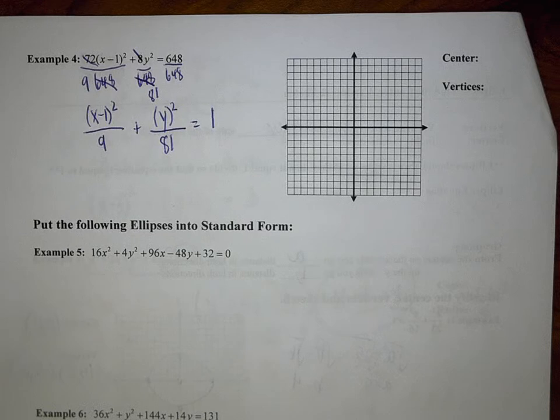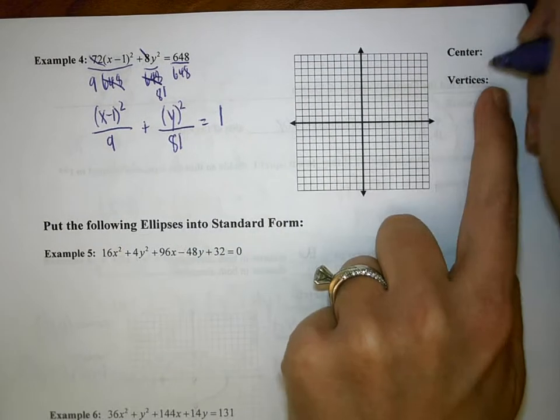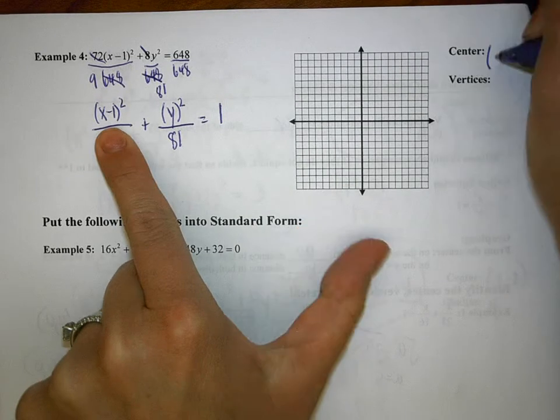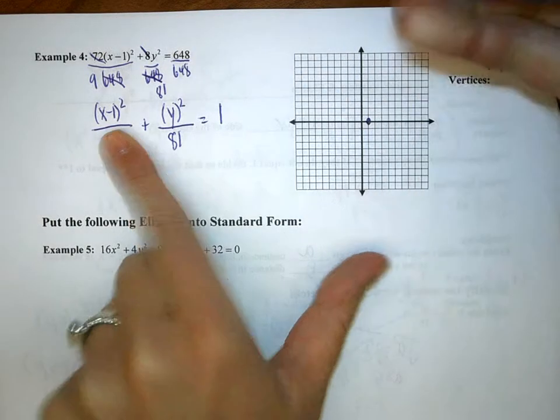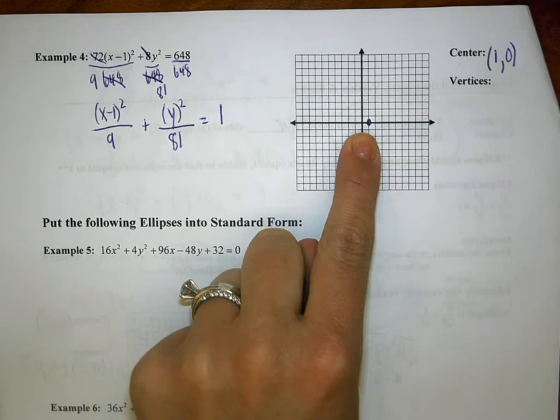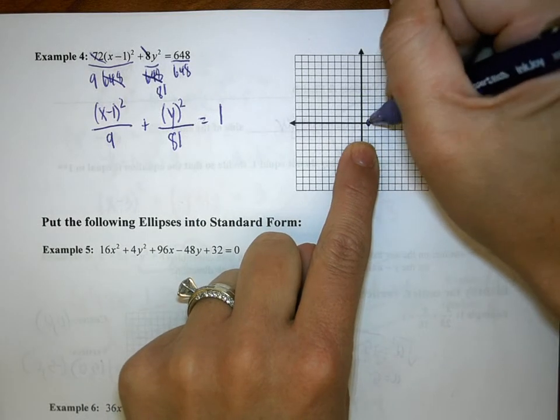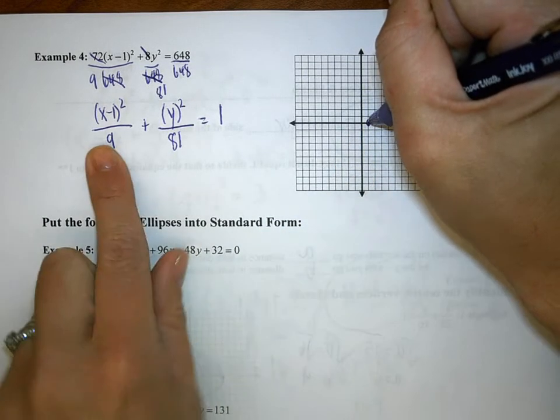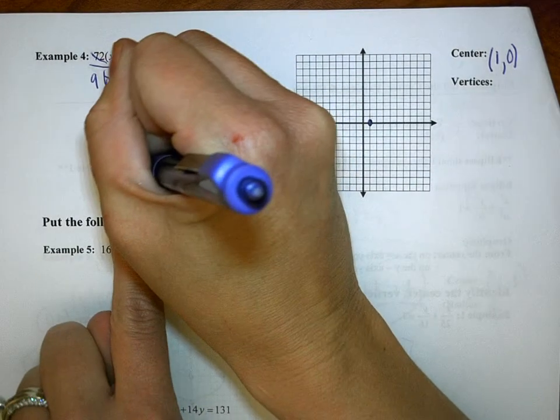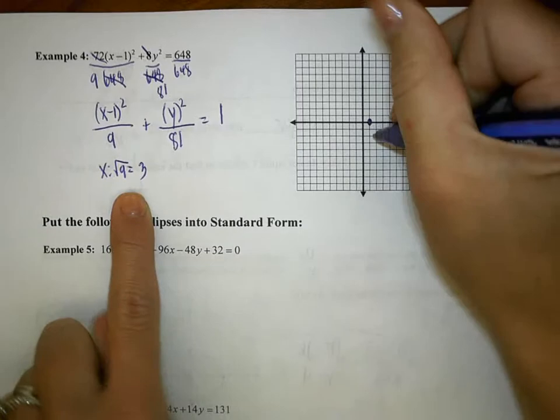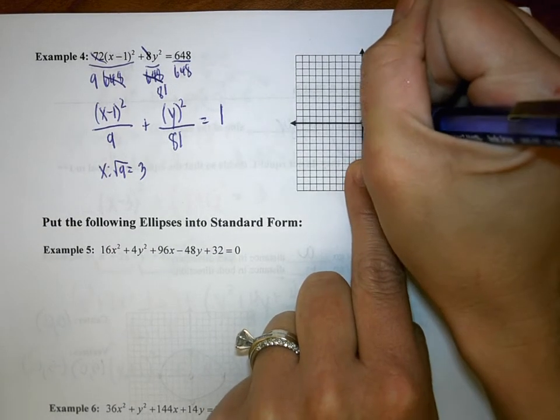Okay, so your center is the opposite of what's in parentheses. So my center is 1, comma 0. So we go 1, 0. There is my center. This is my new starting point. It's not at 0, 0. My starting point now is at 1, 0. On my x-axis, I'm going how far? What's the square root of 9? 3. So from this point right here, I'm going right 1, 2, 3, and left 1, 2, 3.